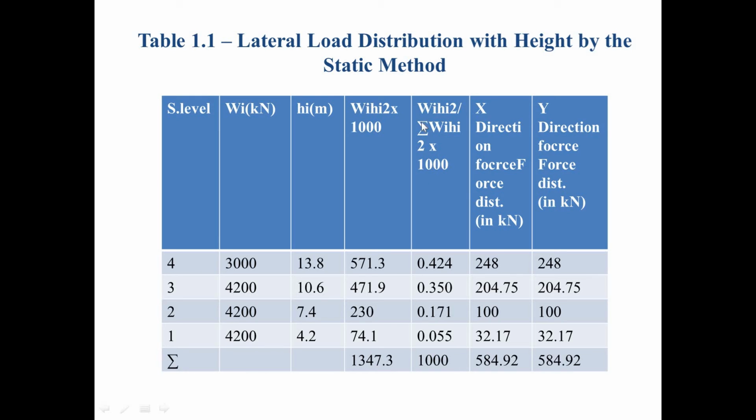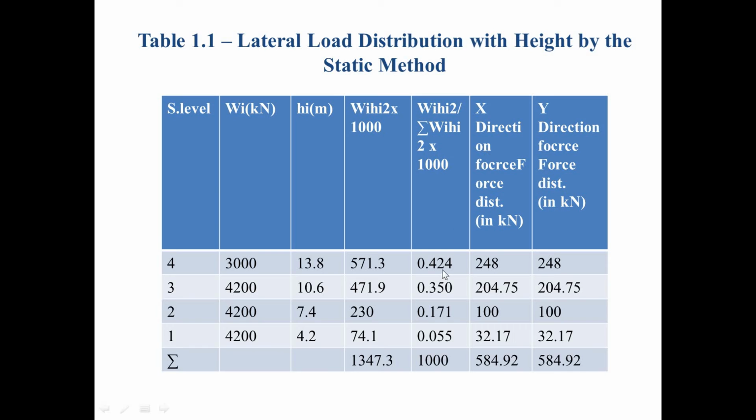Okay, then similarly the next part is Wi hi square divided by summation of Wi hi. So this is the formula. We have to multiply this Wi hi individual divided by this summation value. We will get 0.0, 0.424, similarly 0.350, 0.171, 0.055.